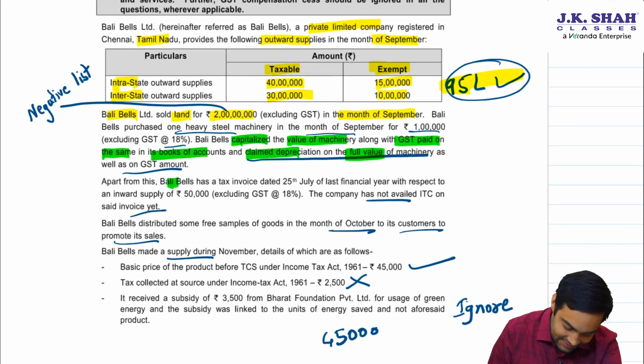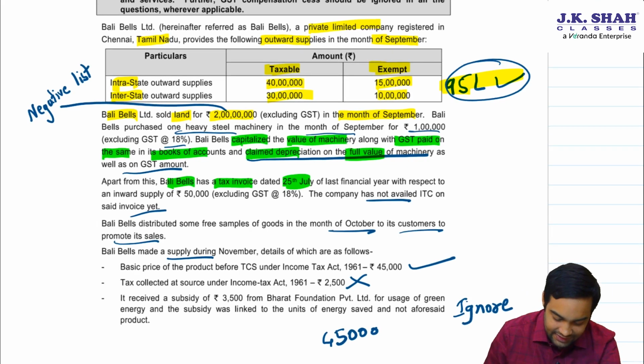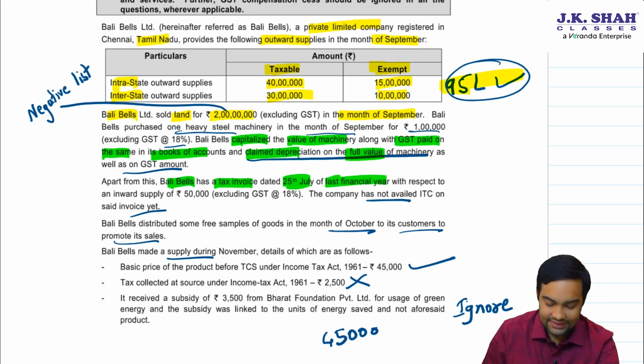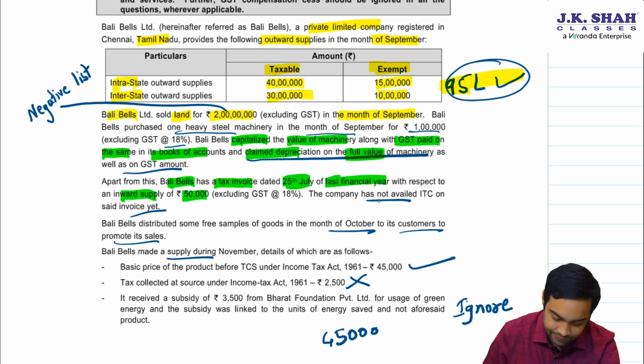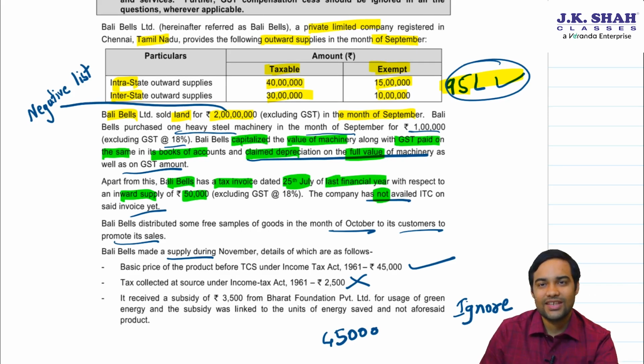Apart from this, Bali Bells has a tax invoice dated 25th July last year with respect to inward supply of 50,000. The company has not availed ITC on the said invoice yet. They can claim it by 30th November or date of filing annual return, whichever is earlier. As the information of date of filing of annual return is not given, the answer would be 30th November.